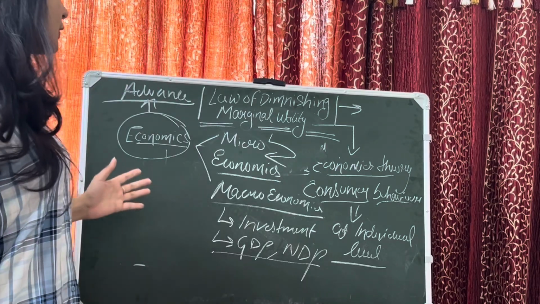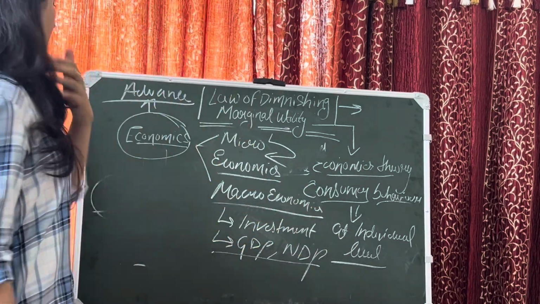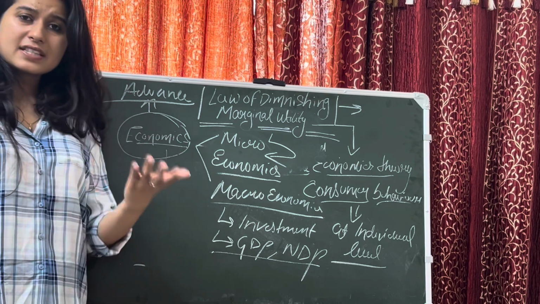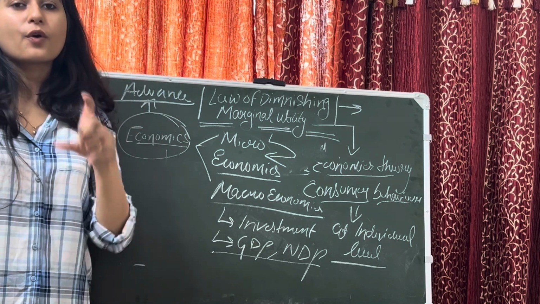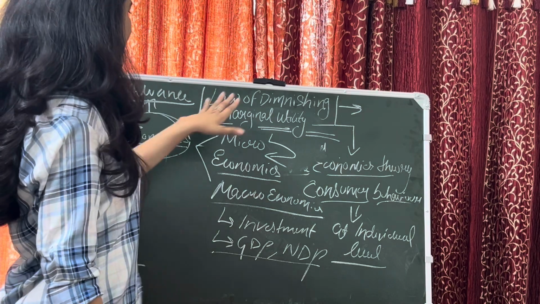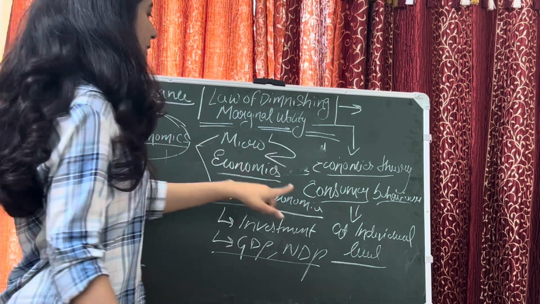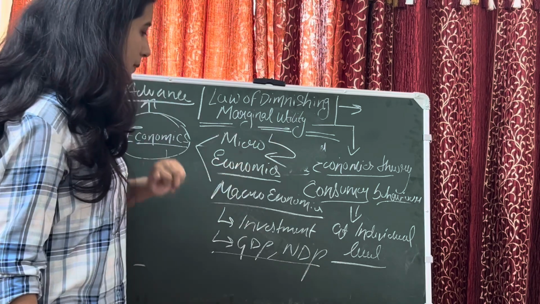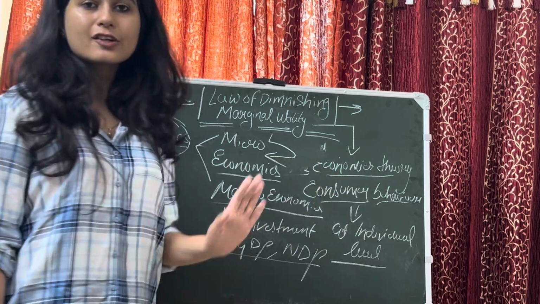I hope I made all of these things very clear to you: what economics is, how economics is divided, how it is initiated, and the Greek word for economics that I told you, economicus. And we will be discussing the law of diminishing marginal utility. As far as we know, it is a consumer behavior theory that comes under microeconomics, and we'll be discussing this theory at the individual level. It's one of the economics theories.